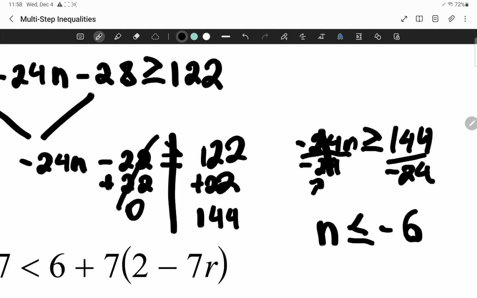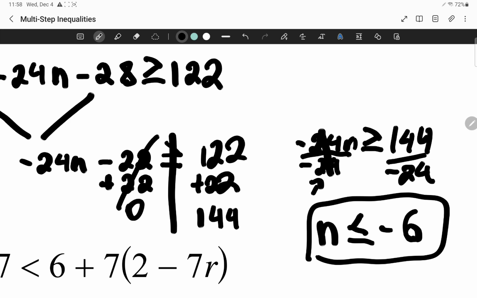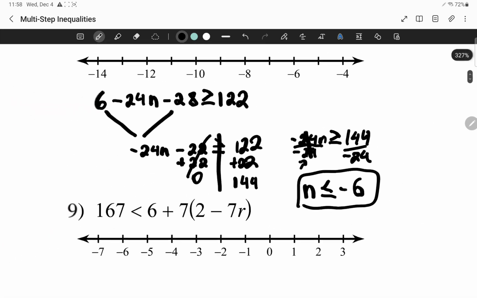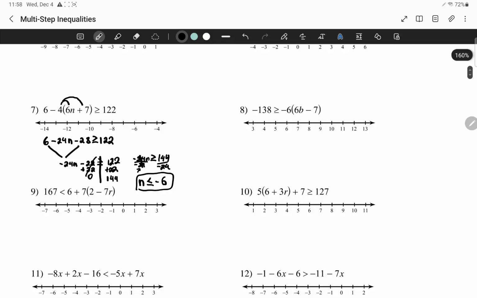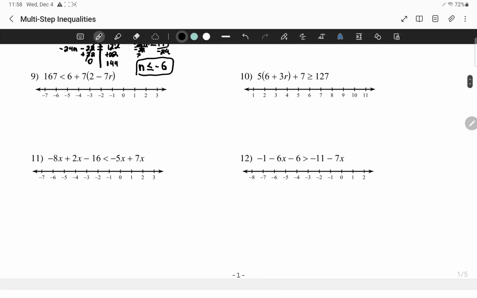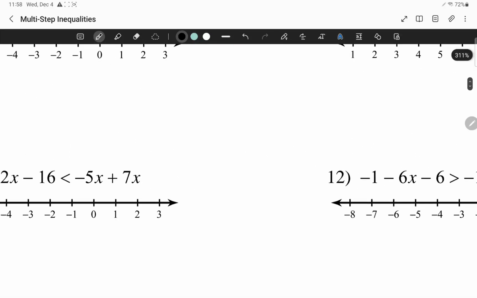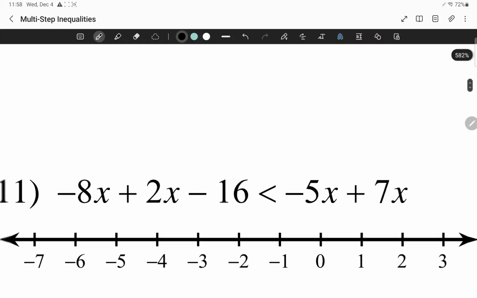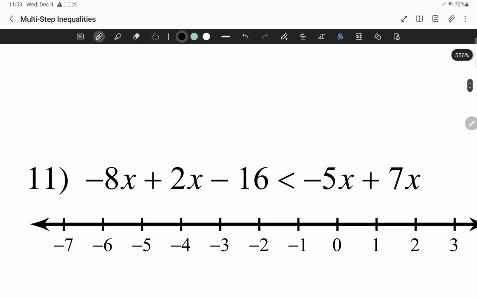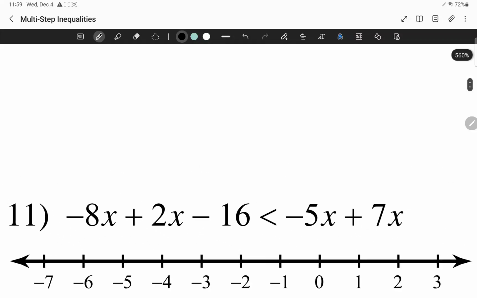Okay, so my answer is n is less than or equal to -6. Okay, not too hard. Now let's go ahead, and yes, this is a perfect one because this one gets a lot of people tricked. So we have this right here. Now, this is one of the easiest problems you can get, mainly because a lot of the stuff is already there for you to start working with.